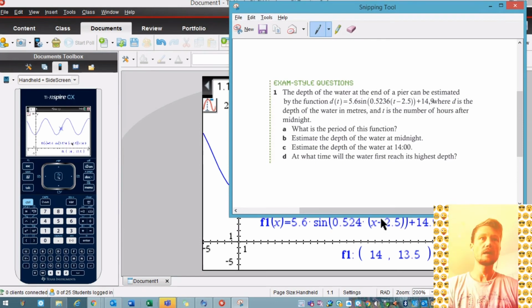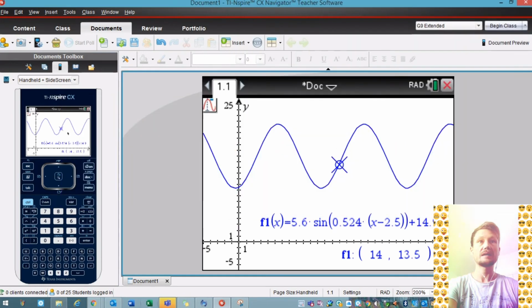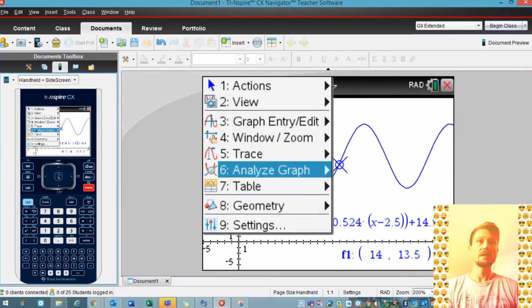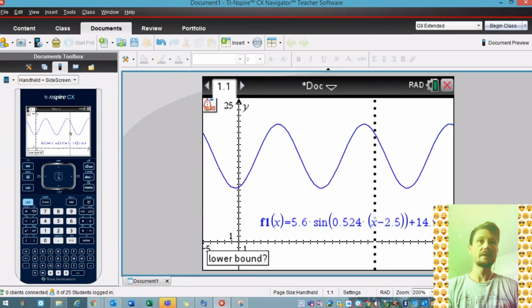Last question, at what time will the water first reach its highest depth? So the highest depth, well, is this point, and this point. However, it says at what time will it reach its first. So here is the first time. So I just have to go to menu, analyze, and I know that it's a maximum.